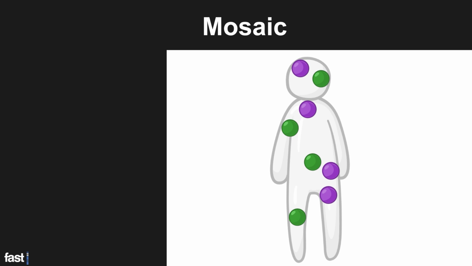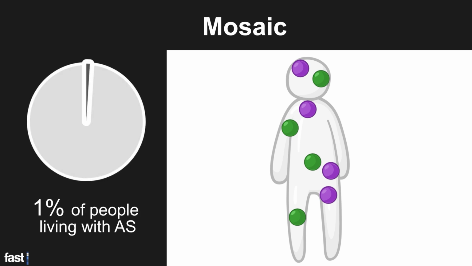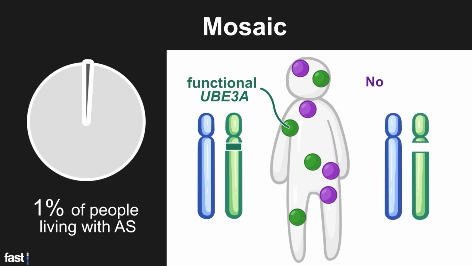Mosaic, the rarest AS genotype, occurs in about 1% of people living with AS. In the Mosaic genotype, some cells contain a functional UBE3A gene and some cells do not, resulting in normal UBE3A protein in some cells and no UBE3A protein in others.